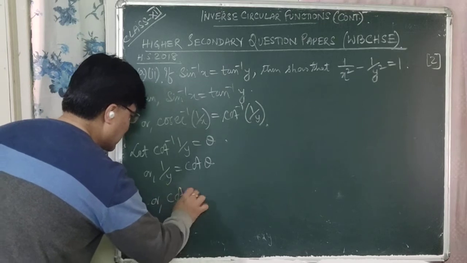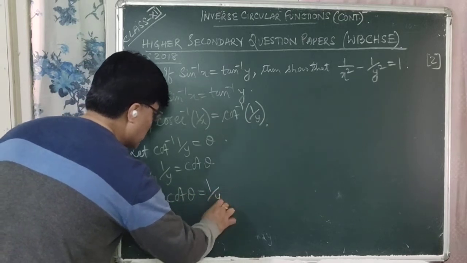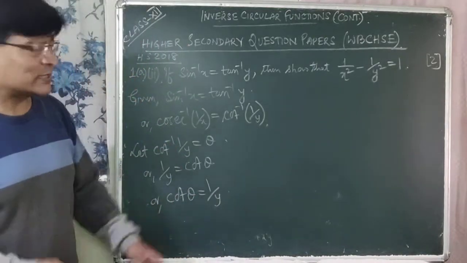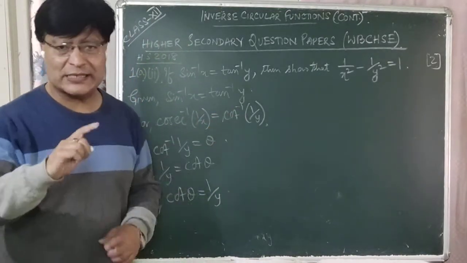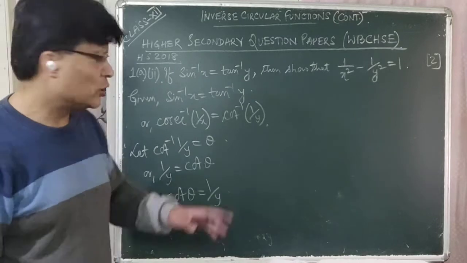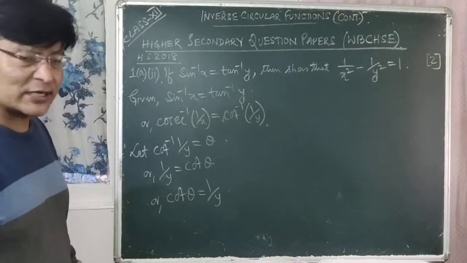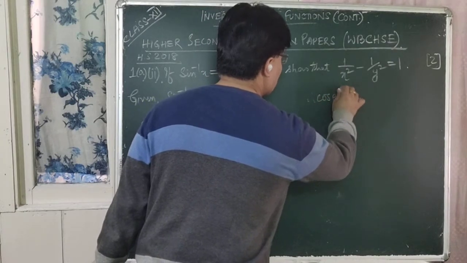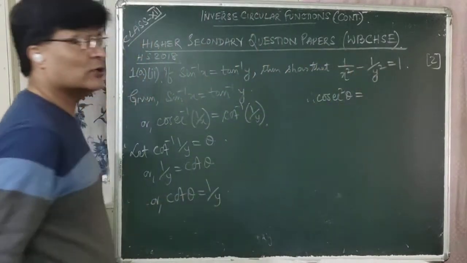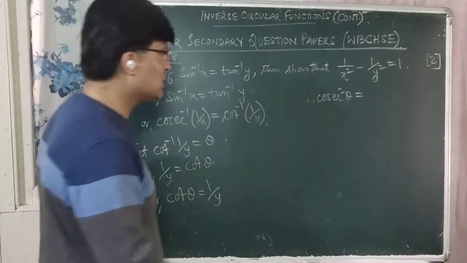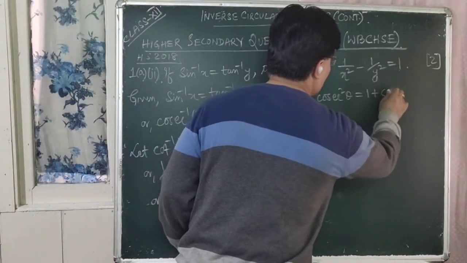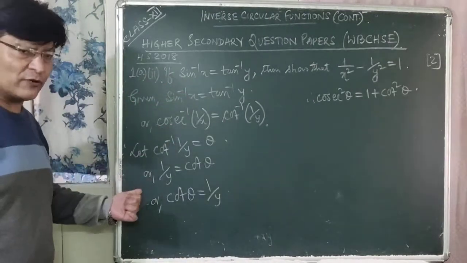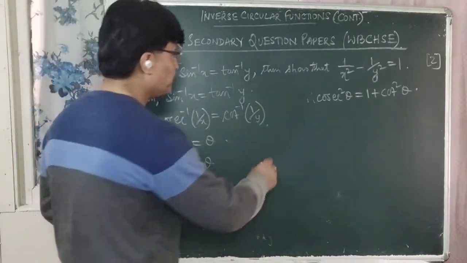That is, we get the value for cot theta, which is equal to 1 upon y. Okay? Since we are changing this cot inverse into cosec inverse, you have to write down the formula for cosec square theta, isn't it? So what is the formula for cosec square theta? It is 1 plus cot square theta. Is that clear?